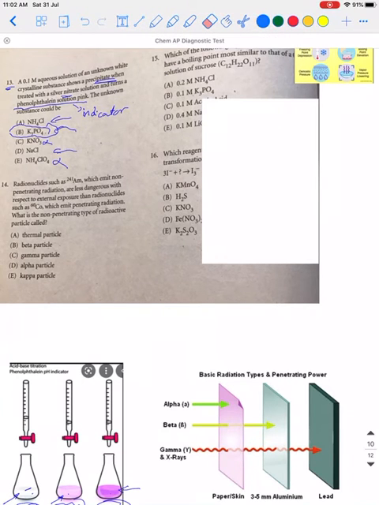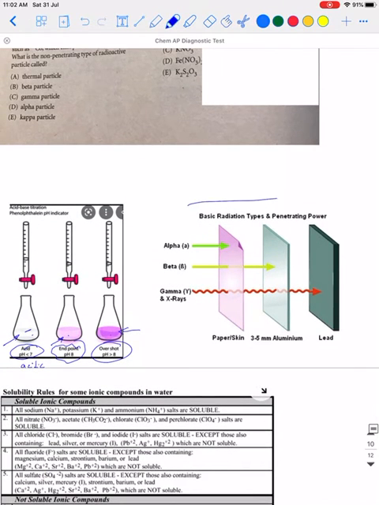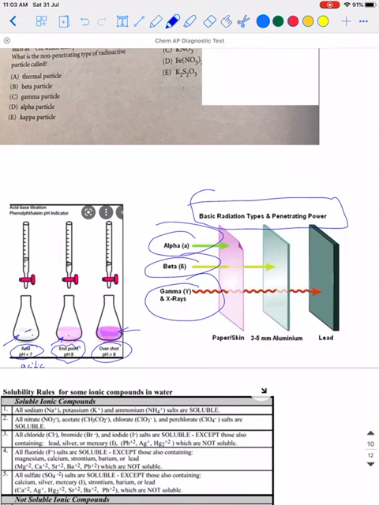This is about radioactivity. Radionuclides such as americium, which emit non-penetrating radiation, are less dangerous with respect to external exposure than radionuclides such as cobalt, which emit penetrating radiation. The most common basic radioactive radiation types are alpha, beta, gamma and X-rays. Alpha, this is the helium. Beta, like an electron.